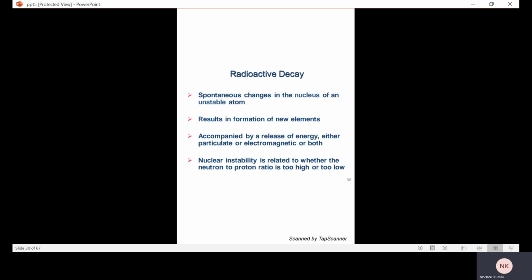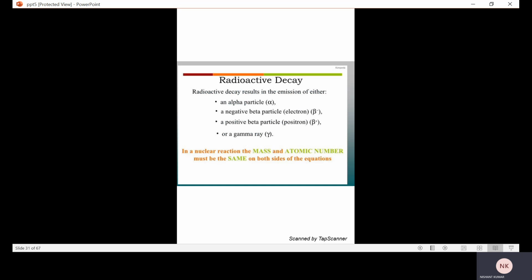Nuclear instability is related to whether the neutron to proton ratio is too high or too low. Radioactive decay. Radioactive decay results in the emission of either an alpha particle, a beta particle, a positron, or a gamma ray.